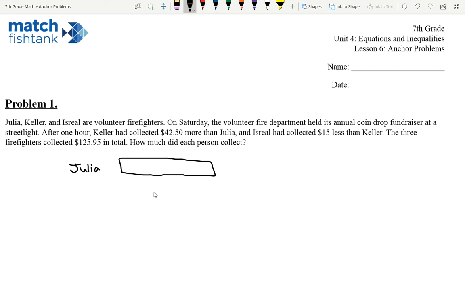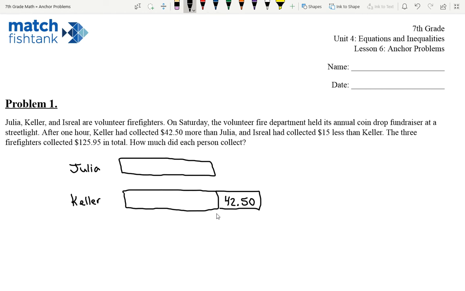All right. What about Keller? Well, we know Keller collected $42.50 more than Julia. How can I visualize that? Keller did what Julia did, plus an additional $42.50. So I can tack that on right there. So we have Julia, and Keller was Julia plus 42.50.